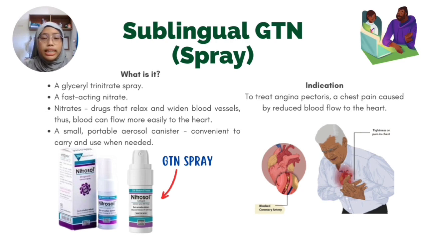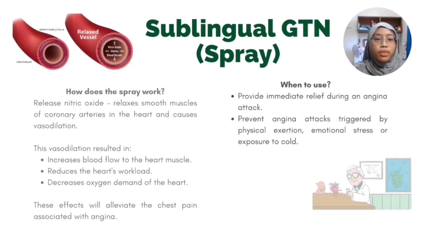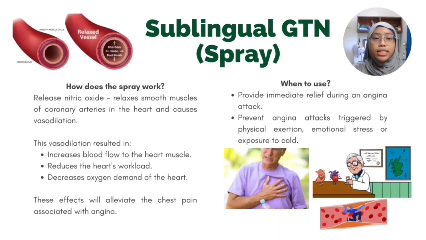GTN spray is indicated to treat angina pectoris, which is a chest pain caused by reduced blood flow to the heart. So how does the spray work? GTN spray works by releasing nitric oxide, which relaxes the smooth muscles of blood vessels, particularly the coronary arteries, which are located in the heart. Then, this vasodilation increases blood flow to the heart muscle, reduces the heart's workload, and also decreases the oxygen demand of the heart. Eventually, these combined effects will alleviate the chest pain associated with angina.